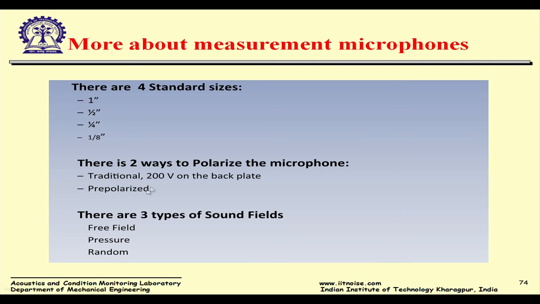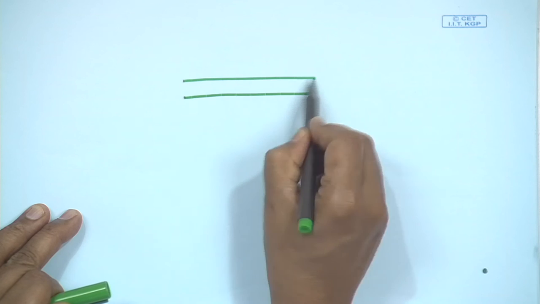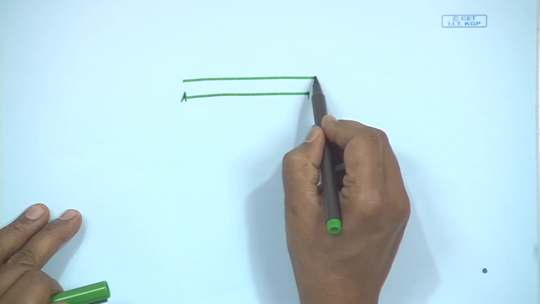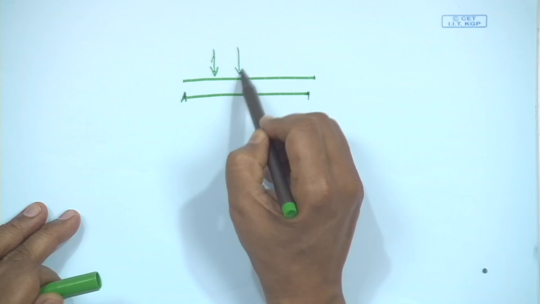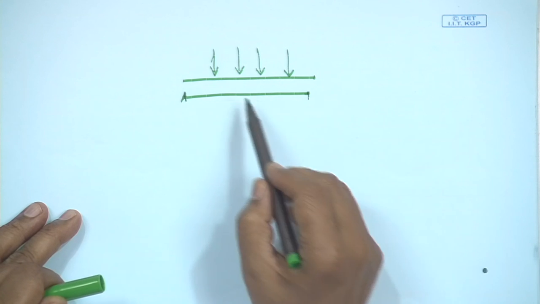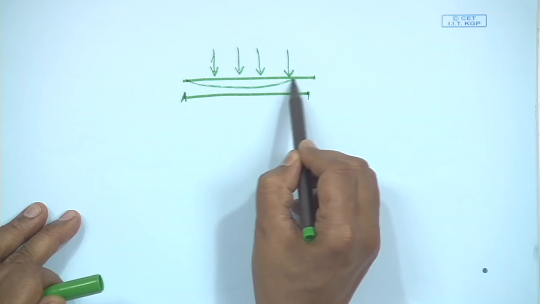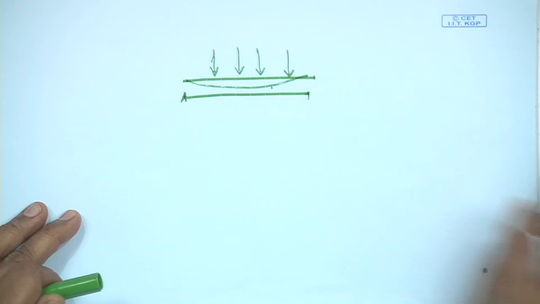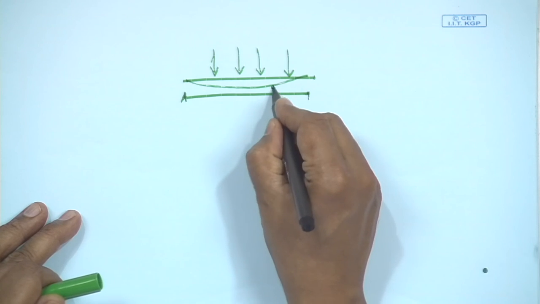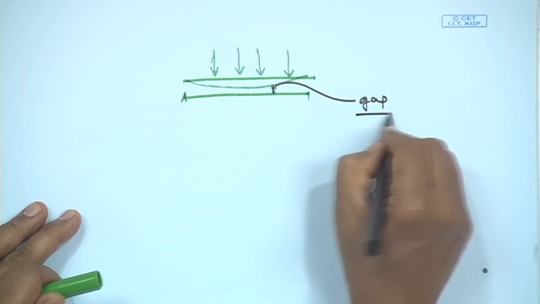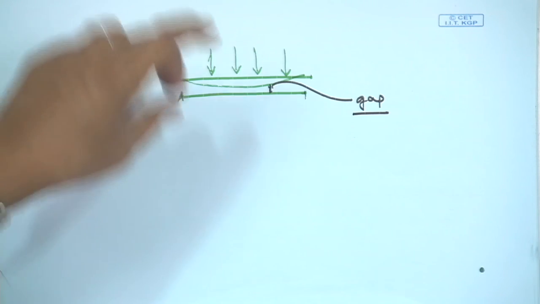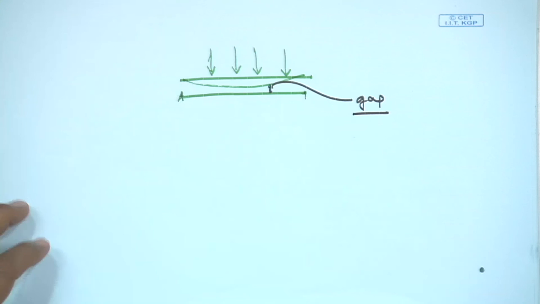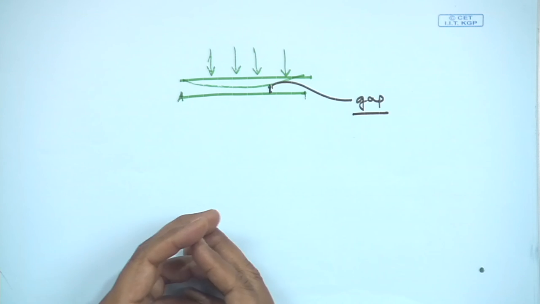A microphone is basically like a capacitor. I have one plate and another thin diaphragm over it. It is this diaphragm onto which a sound pressure wave is incident. Because of this, the diaphragm deflects and the gap changes, so the capacitance of these plates changes. If I have given a prepolarized voltage, the charge correspondingly changes. This is a condenser microphone.